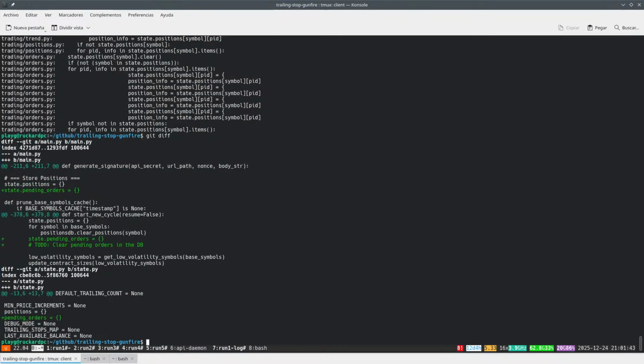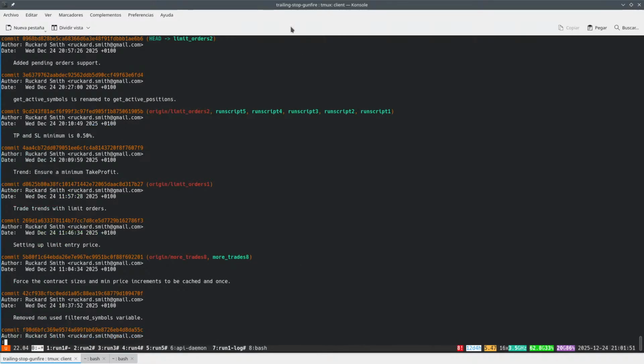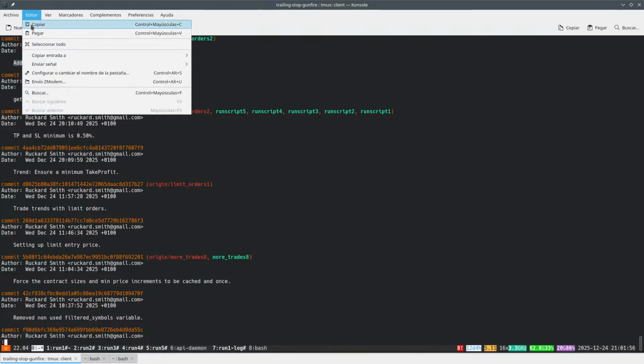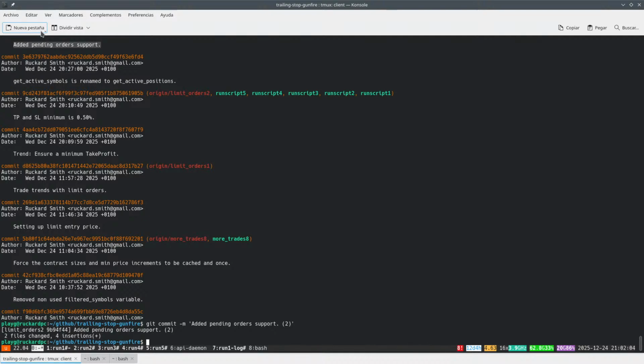Okay, so right now we have main.py and state.py. So we already had add pending order support. We're going to do number 2. Later on we can squash if we want, but for now we're going to do it step by step.